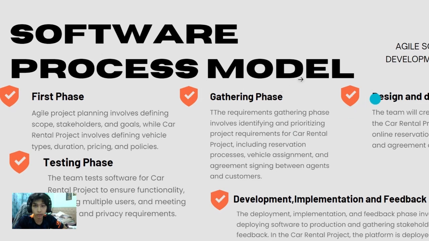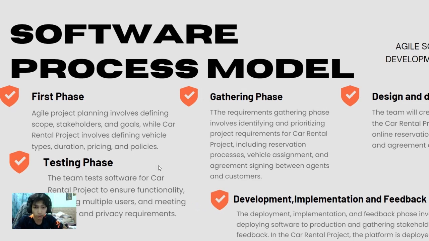Okay, so the third one is the design and development phase. The team will create a prototype for the car rental project, including online reservation, vehicle tracking, and agreement creation. The fourth one is the testing phase. The team tests the software for the car rental project to ensure functionality, handling of multiple users, and meeting security and privacy requirements. And the last one is the deployment, implementation, and feedback phase.